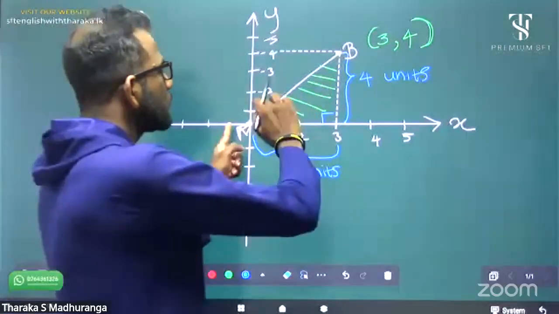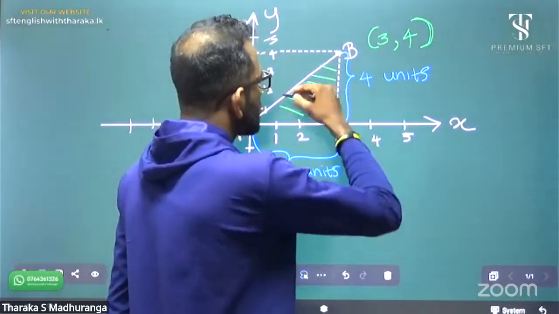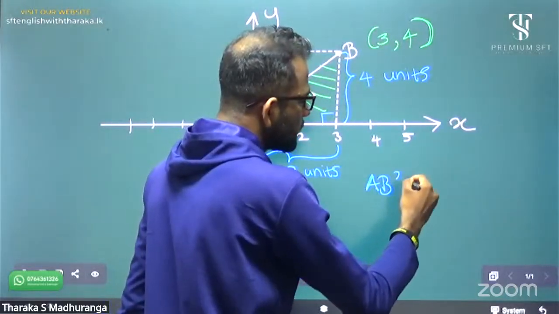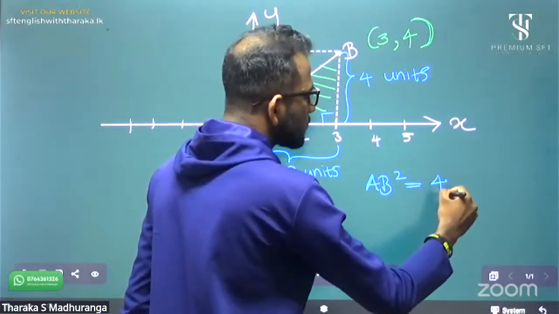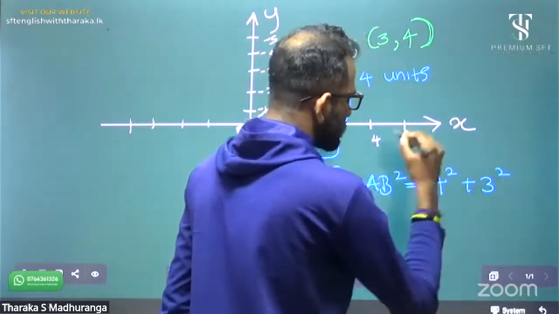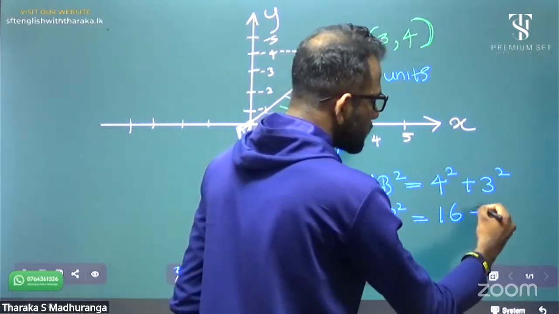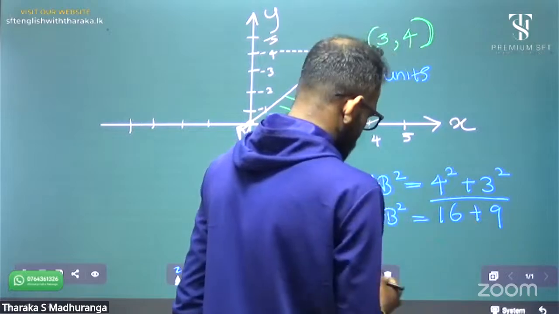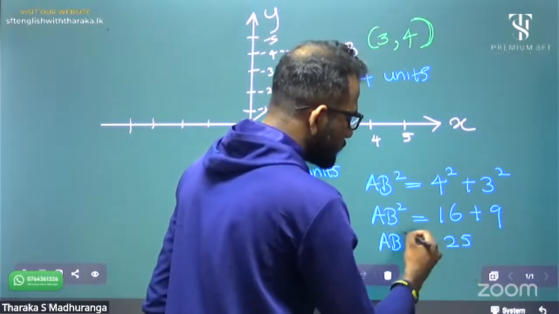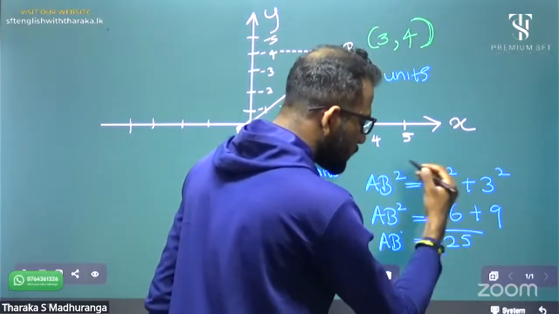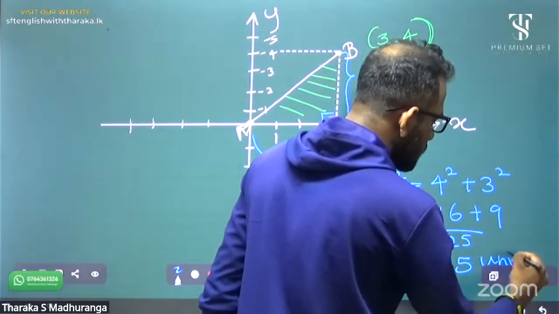If you want the length of AB, what is the equation? We can use the Pythagoras theorem, very simple. AB squared equals 4 squared plus 3 squared. 4 squared is 16, 3 squared is 9. AB squared equals 25, so AB equals square root of 25. Then AB equals 5 units.